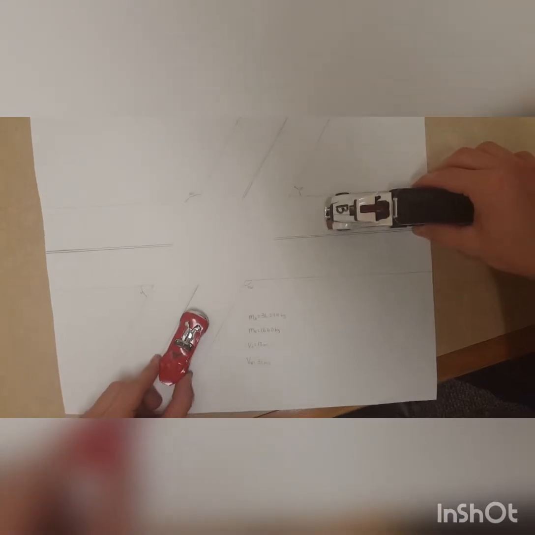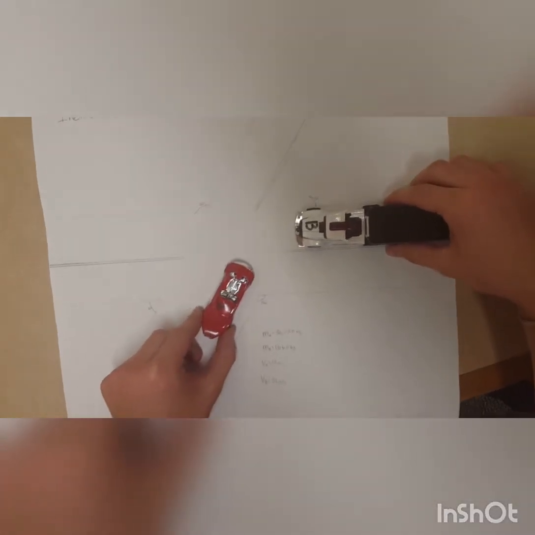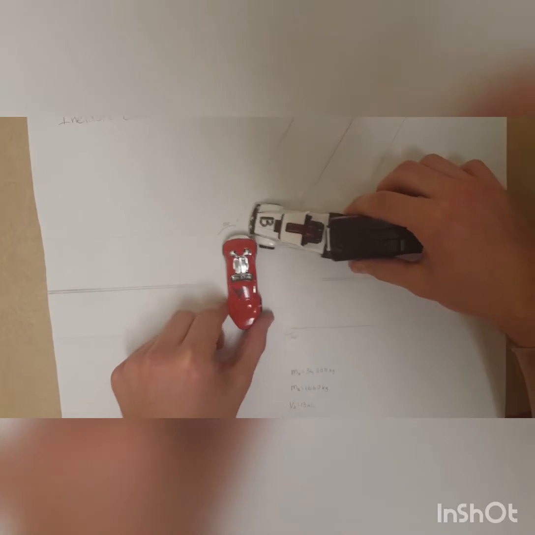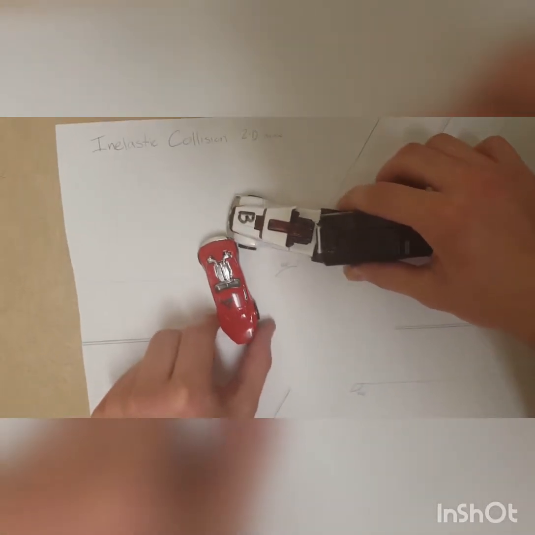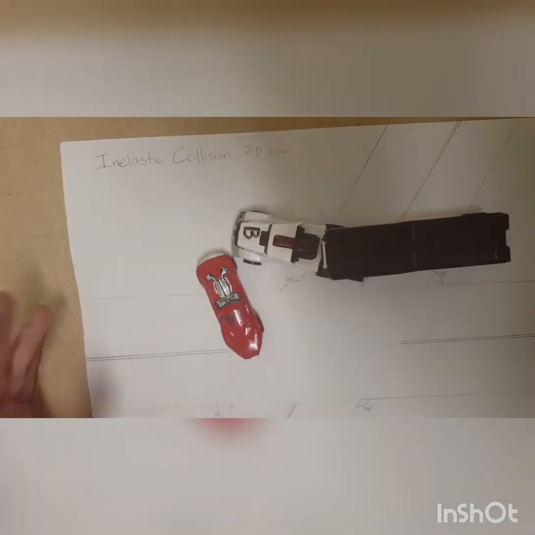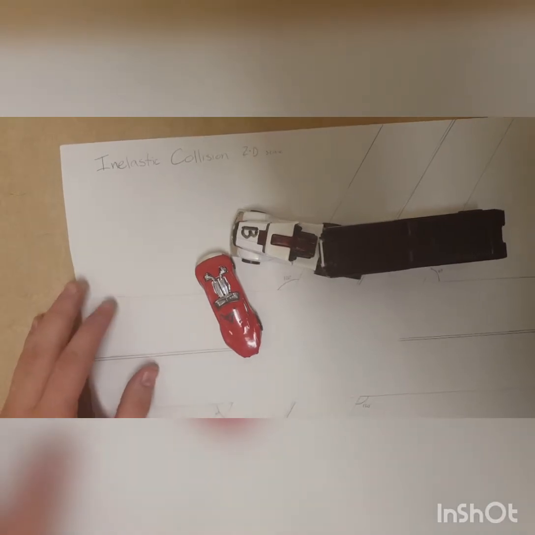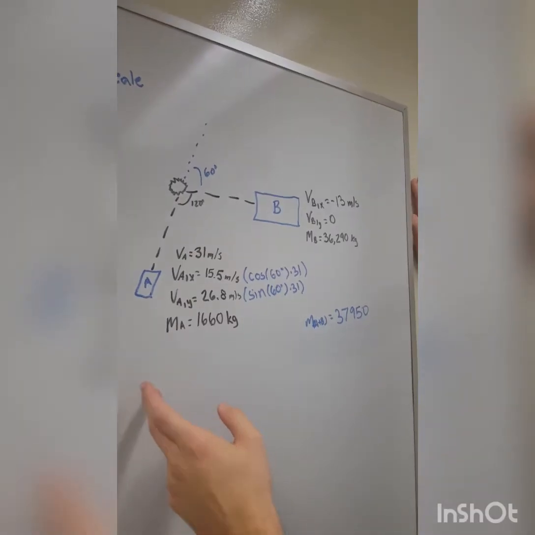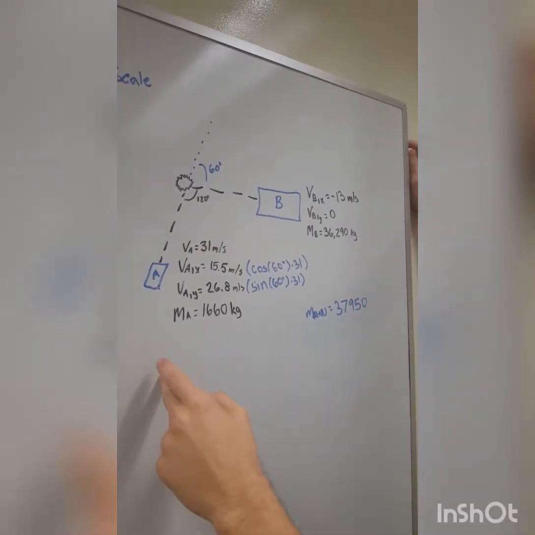Alright, so car A and car B are coming at a collision, and we're trying to figure out what the velocity is going to be when they collide. It's going to be an inelastic collision. These are the variables we're going to be using for the equation.